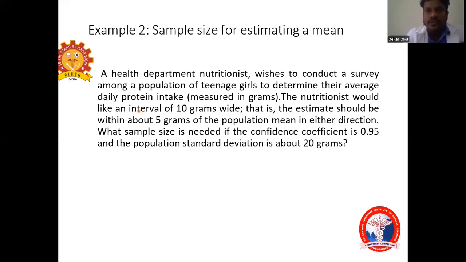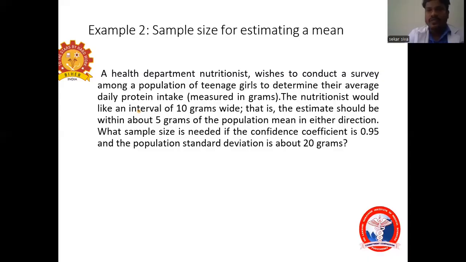The nutritionist would like an interval of 10 grams wide. That is, the estimate should be within about 5 grams of the population mean in either direction. What sample size is needed if the confidence level is 95% and the population standard deviation is about 20 grams? Usually, if it is a mean formula, we cannot use a mean value.